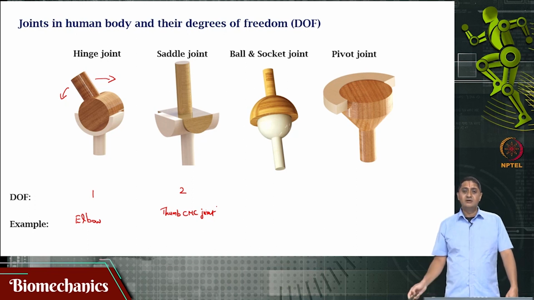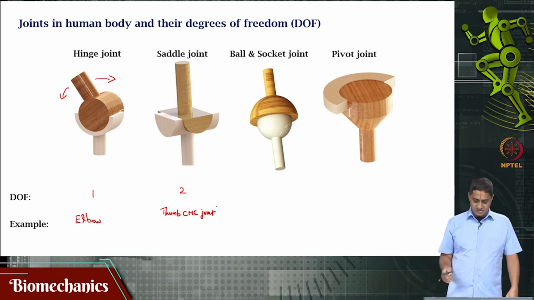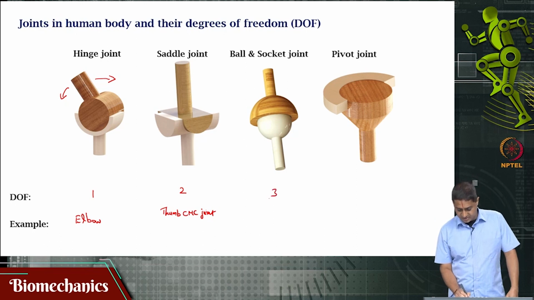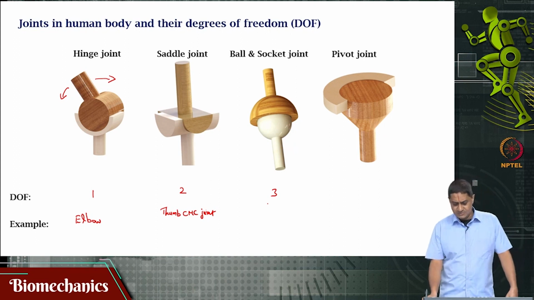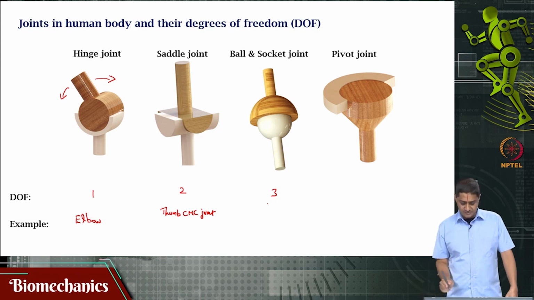Then you have the ball and socket joint. Of course, this has 3 degrees of freedom. Examples of the ball and socket joint are the shoulder joint and the hip joint. That means this ball can rotate in any of the 3 axes, but cannot translate. There is no translation possible, but there are 3 possible rotations.